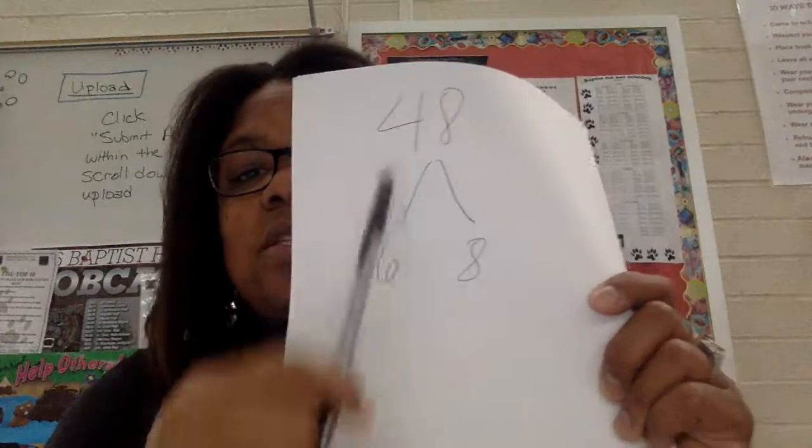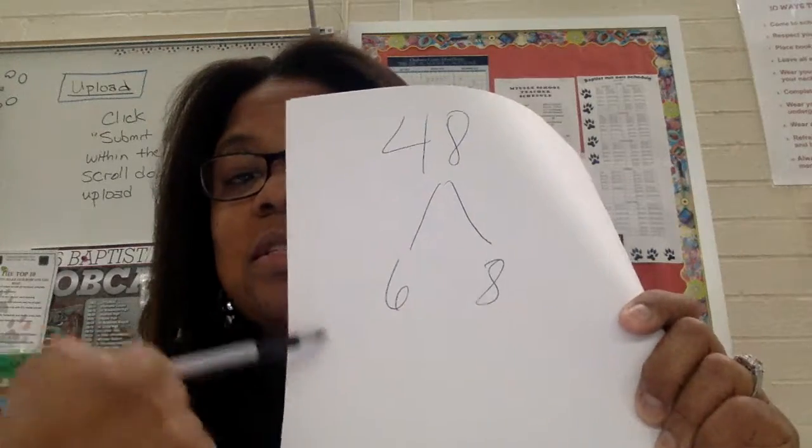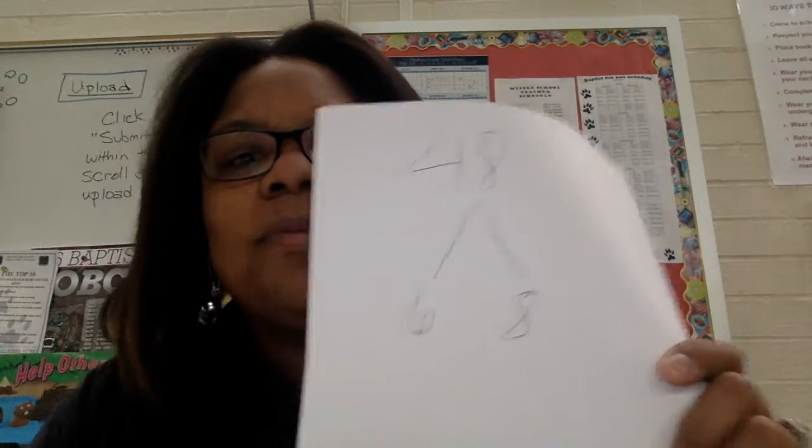Okay? So 6 times 8 gives us 48. Now we need to ask ourselves, are 6 and 8 prime numbers or not? Great, they're not prime numbers, so we have to keep going. So you're going to keep going until you get what at the bottom of the tree? Prime apples. Great. So 6 and 8. What two numbers can we multiply to get 6?